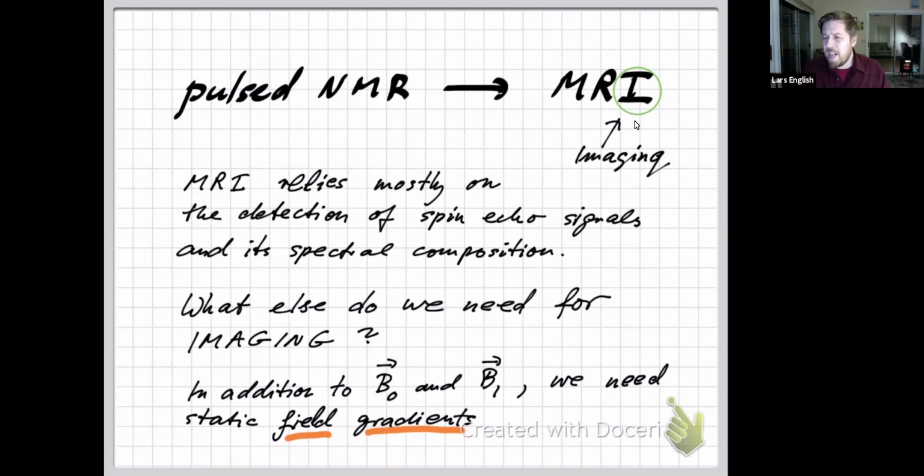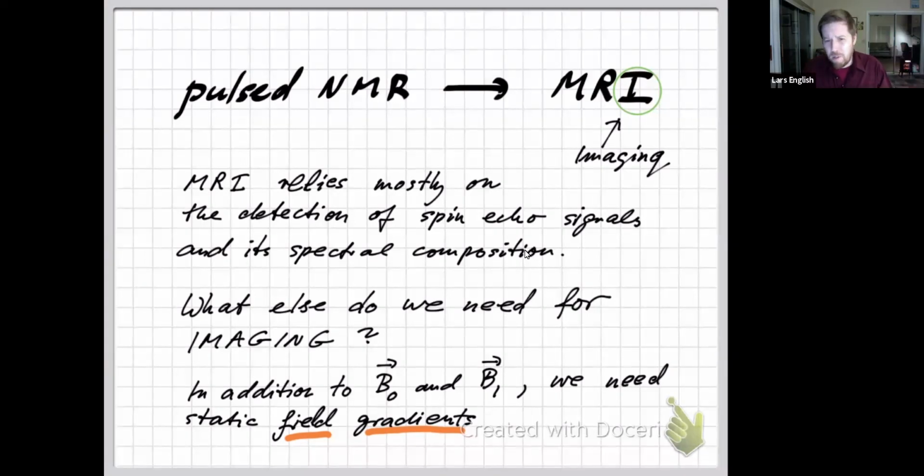But if you want to get an image out, if you want to have some kind of spatial resolution, then in addition to that you need to introduce field gradients. So the static field cannot be fully static. It'll have to vary spatially. The first thing that you would do in MRI is to introduce a gradient along the Z axis. Then when you observe the FID signal, the frequency depends on where you are, what your Z coordinate is.